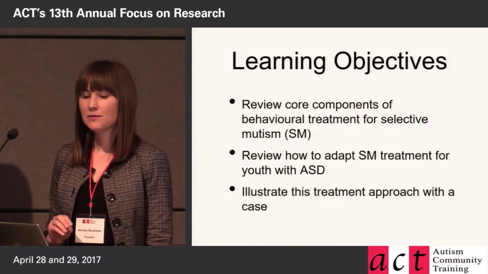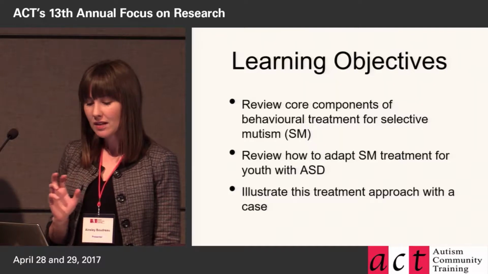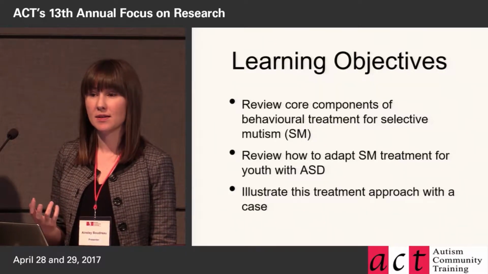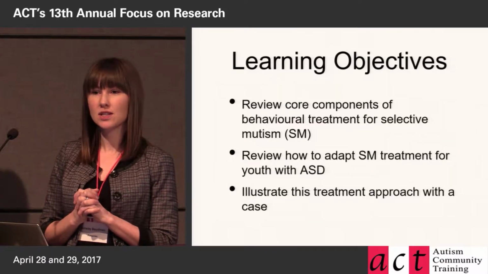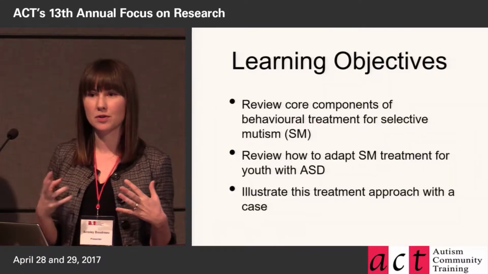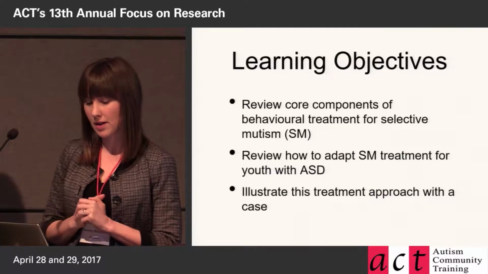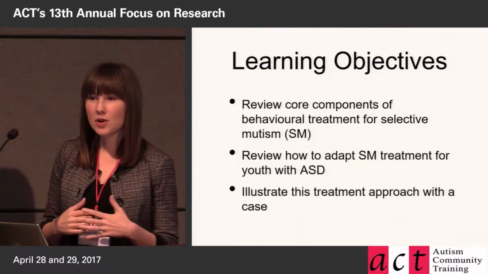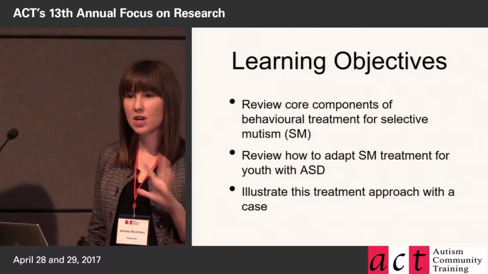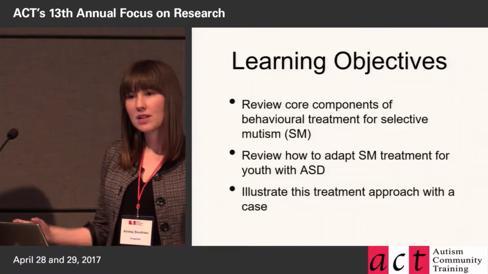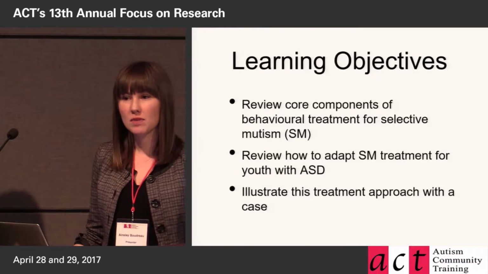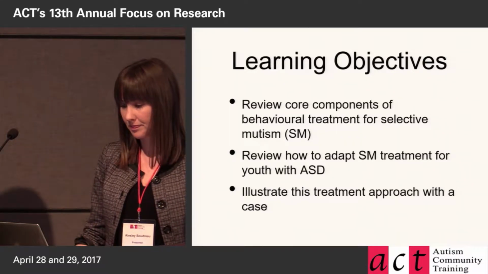So today I'd really like to focus on behavioral treatment for selective mutism. And I'd like to look at what that is in the general population, and then I'd like to talk about how we can adapt that type of treatment approach for individuals with autism. And then I'm going to talk about a case that I encountered this year. Of course, I've changed all of the details so that this person can't be identified, but I'm going to talk about how I adapted that treatment for this particular youth with ASD.